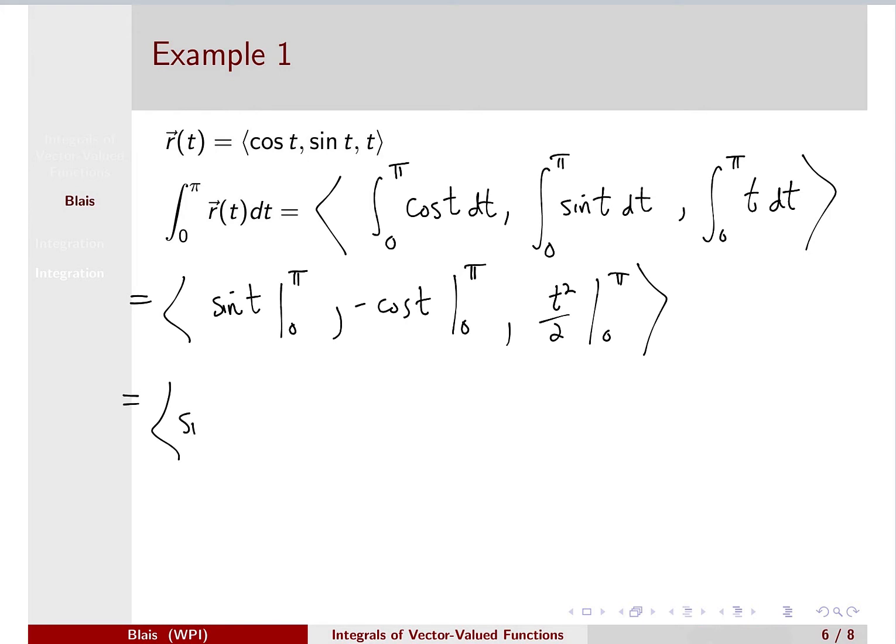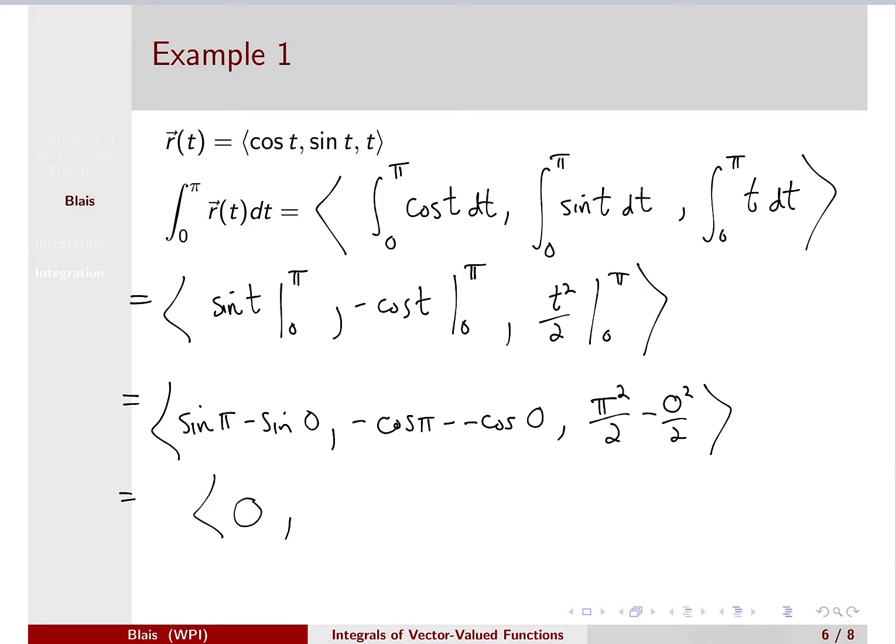And we get, for the first component, sine pi minus sine 0. For the second component, minus cosine of pi minus, minus cosine of 0. And for the last component, pi squared over 2 minus 0 squared over 2. Sine of pi and sine of 0 are both 0. Cosine of pi is minus 1, so this is a minus minus 1. Minus minus cosine of 0. Cosine of 0 is 1, so that's plus 1. Pi squared over 2. So we get 0, 2, pi squared over 2.